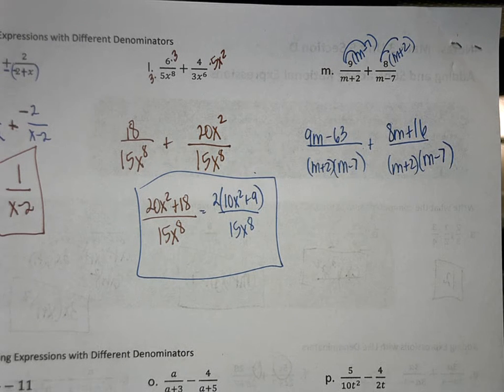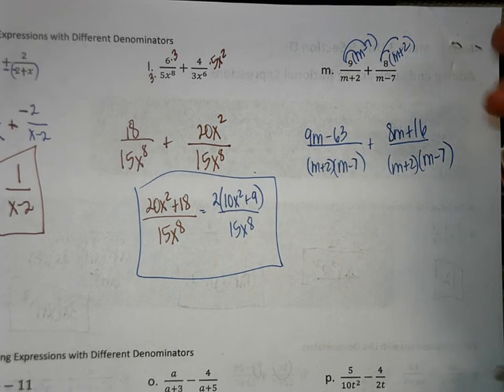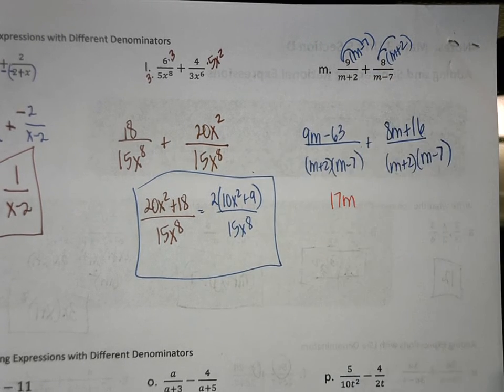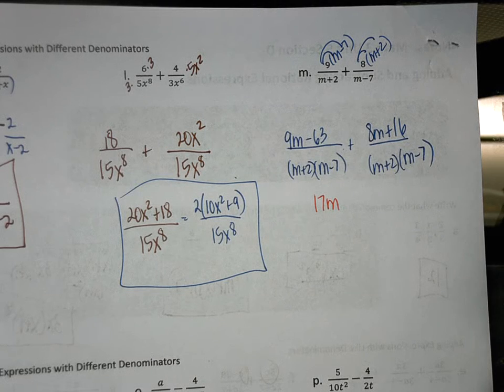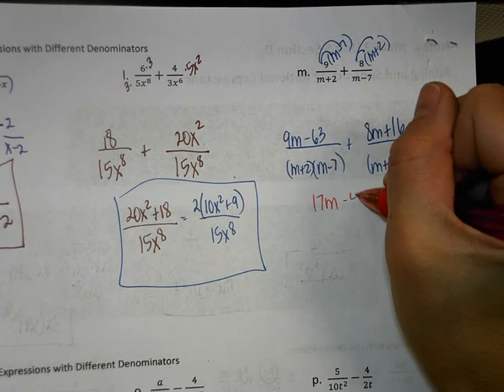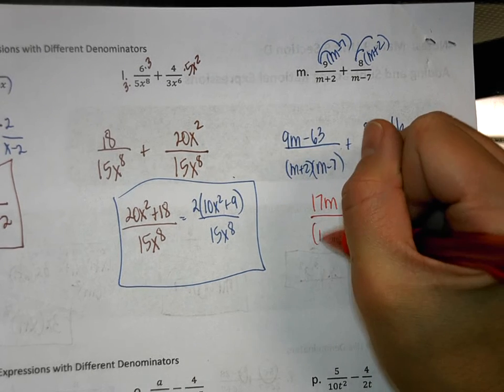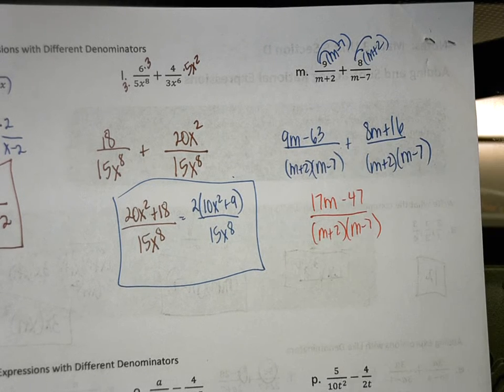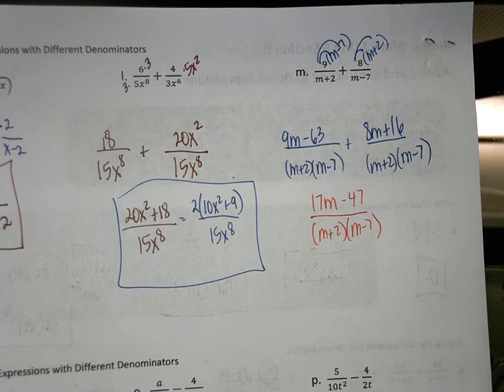Okay, so now we can combine like terms. So 9m plus 8m makes 17m, good. Negative 63 and 16, good. And this is over m plus 2 and m minus 7. Is the top factorable at all? No. So that's my final answer.